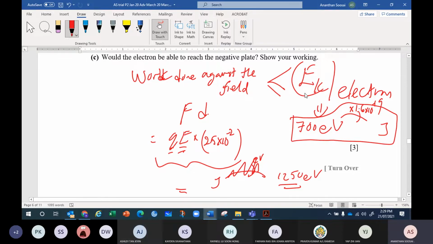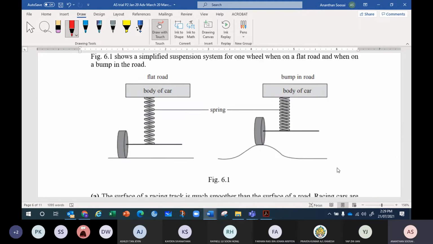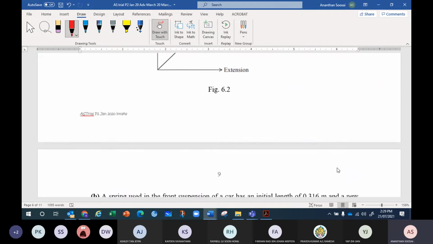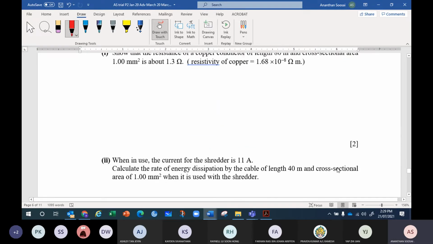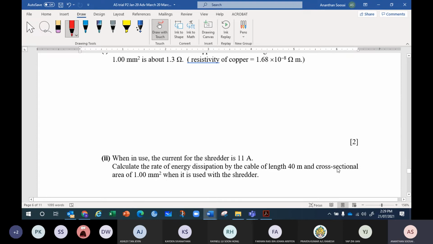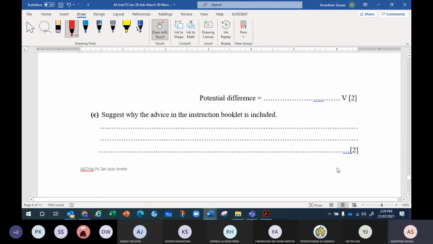Okay guys, the others, do you understand the explanation I gave you for this part? If you have done this question, any questions? No questions? Any other questions from this paper? No. Okay, no questions, we go to paper 1.